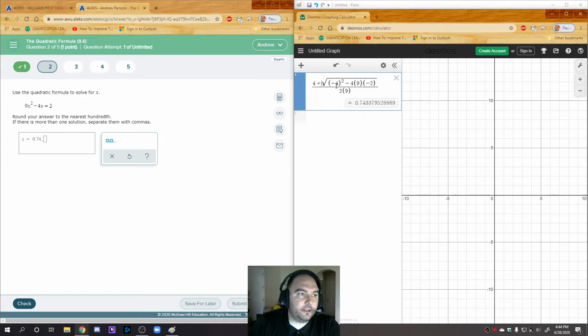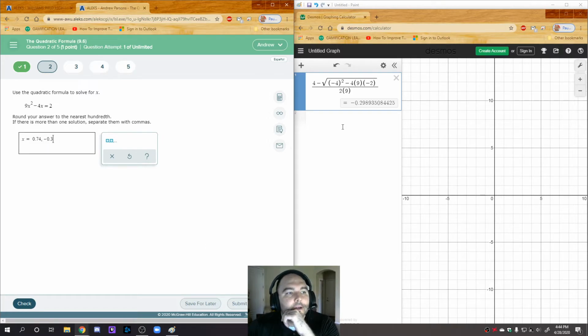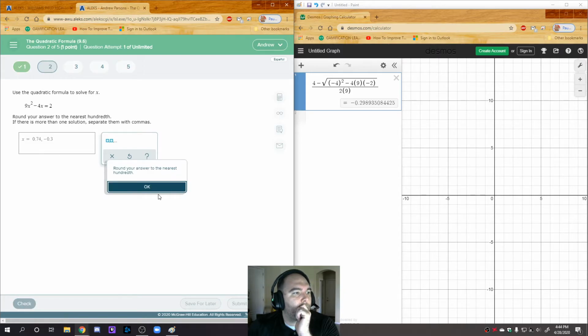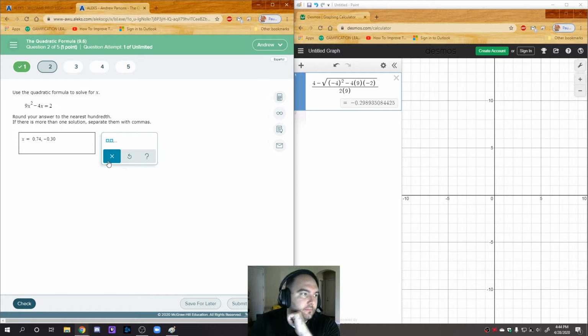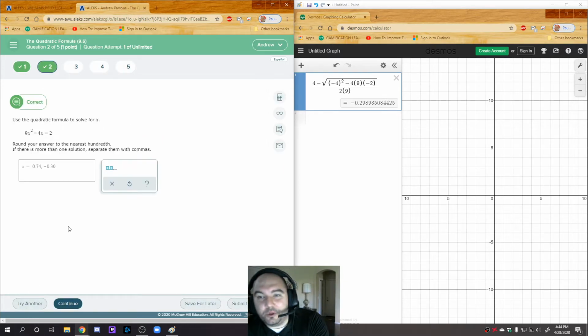And then if I want to get the other one, I change that 4 plus the root into 4 minus that root. Negative 0.3, actually, because this is 0.298, and the 8 rounds it up to 0.30. So I write 0.3. Oh, it didn't like that. 0.30, I guess. Why are you being a bum like that? Okay, 0.3, 0.30, they're the same thing. Who cares? All right, anyways, so there you go.